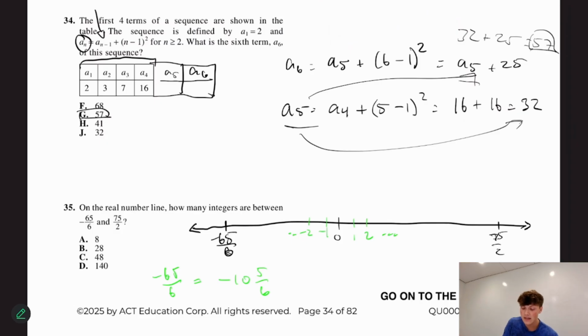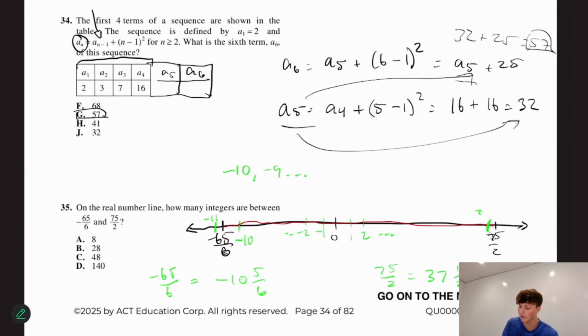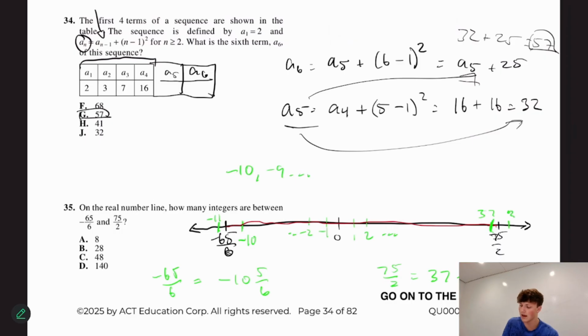And that means negative 10 is going to be here, and negative 11 is going to be here. Okay, so if we're looking for the numbers between the two values listed, negative 10 would work, but negative 11 wouldn't. So negative 10, negative 9, and so on, all the way up to, well, what number is right here? Let's figure that out. 75 over 2 can be written as 37 and 1/2, right? So we can go all the way up to 37, but once we go over to 38, we've crossed our line.